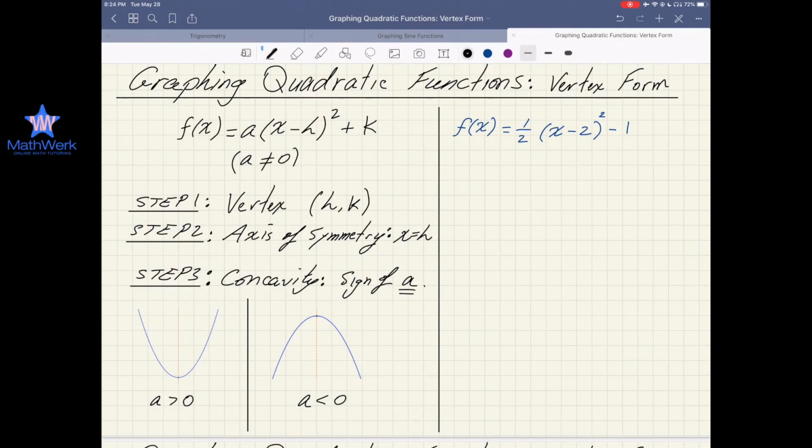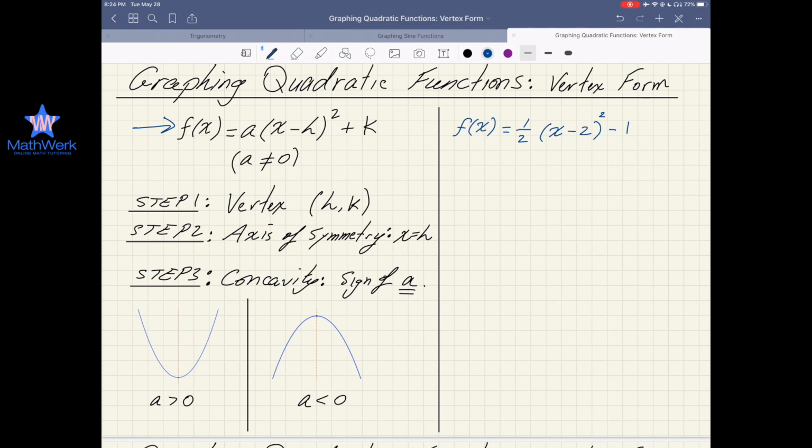In this video, we're going to learn how to graph quadratic functions that are written in vertex form. The vertex form of a quadratic function looks like this: a(x - h) quantity squared, plus k. And a can't be 0, otherwise it would be a constant function. Okay? So we're going to learn how to graph this in just a few steps.